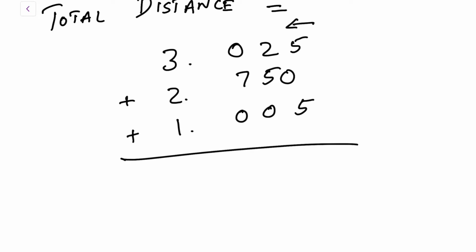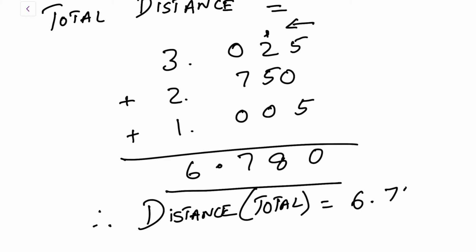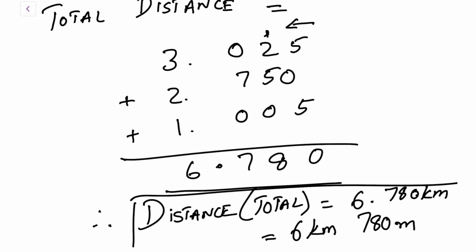5 plus 5 is 10. 5, 6, 7, 8, 7, 3, 4, 5, 6.780. Therefore, the total distance he travels is 6.780 kilometers, or you can write it as 6 kilometers 780 meters. Right, this is how you can solve a word problem which has addition of decimals.